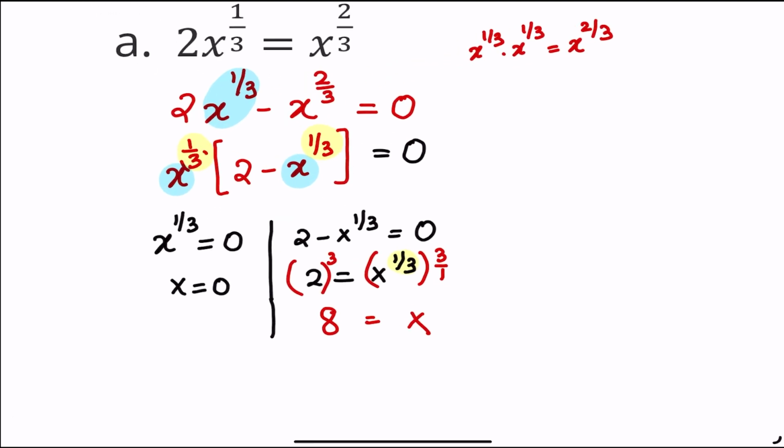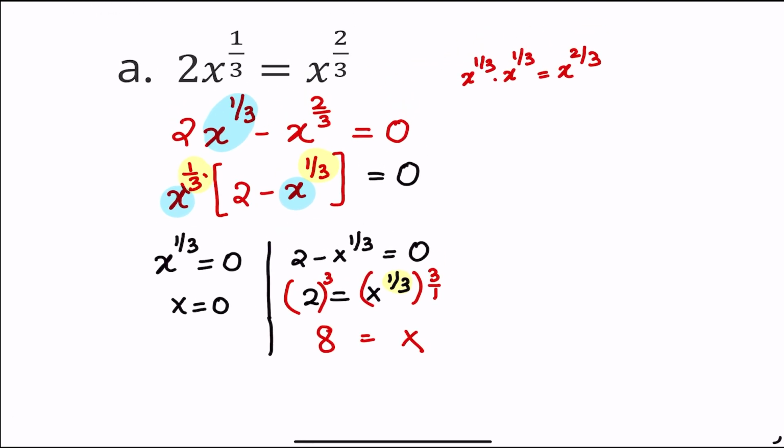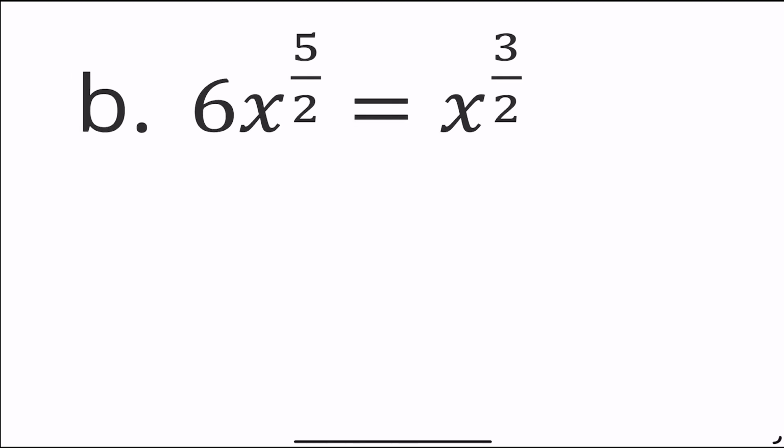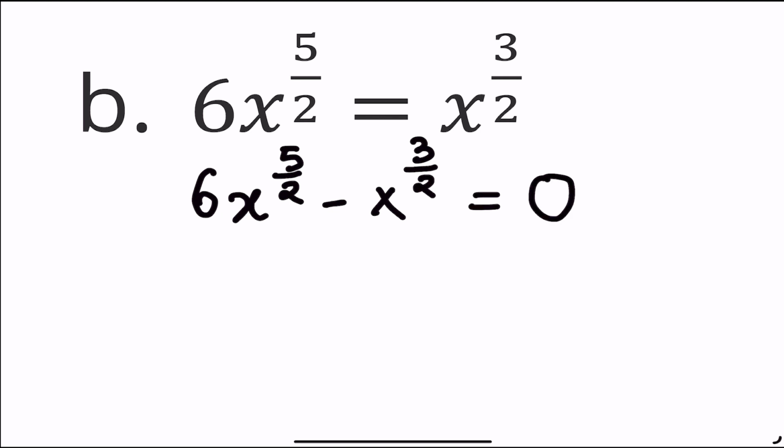Okay, quick recap. You bring everything to one side, factor out, use the property of zeros. There you go. Same procedure. I will write this down: 6x to the power 5/2 minus x to the power 3/2 equal to 0.